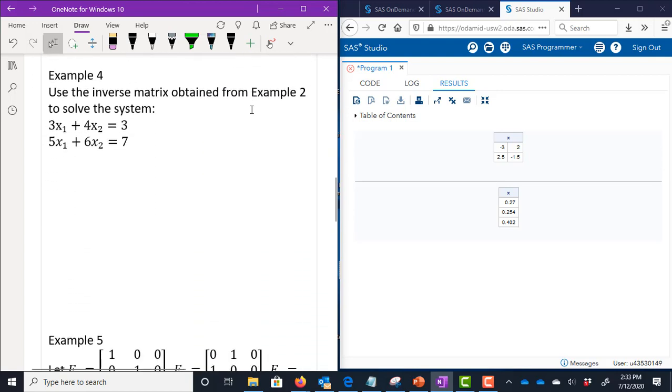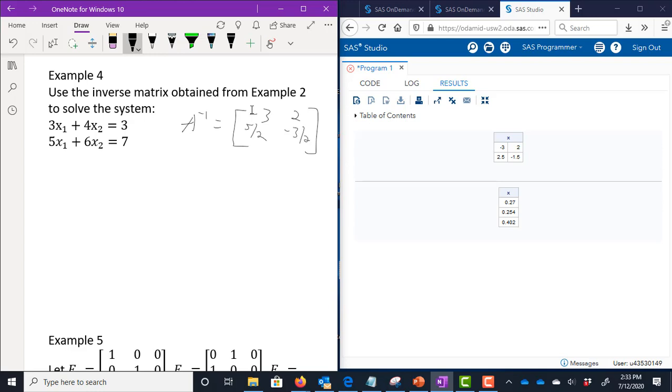Now for example 4, we could use the inverse matrix obtained from example 2 to solve the linear system of 3x sub 1 plus 4x sub 2 is equal to 3, 5x sub 1 plus 6x sub 2 is equal to 7. And to recall, that inverse matrix was this. -3, 2, 5 halves, and -3 halves.